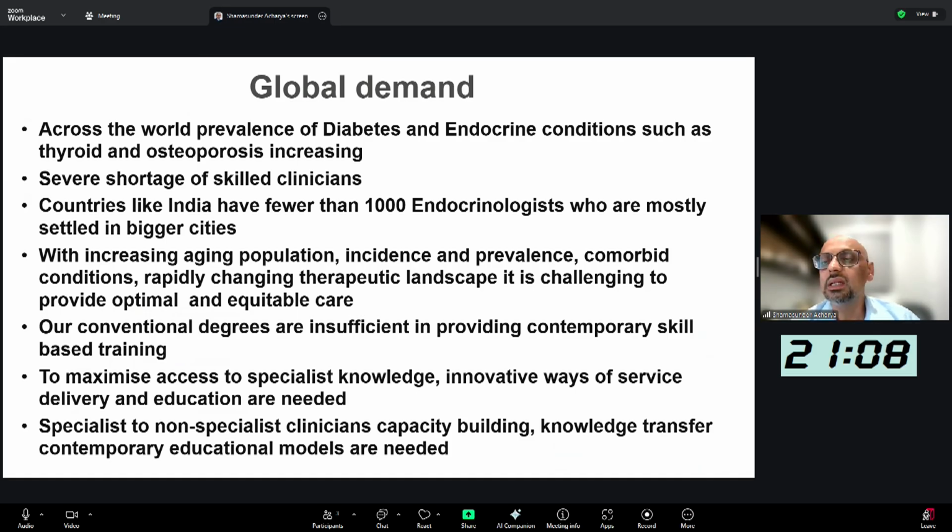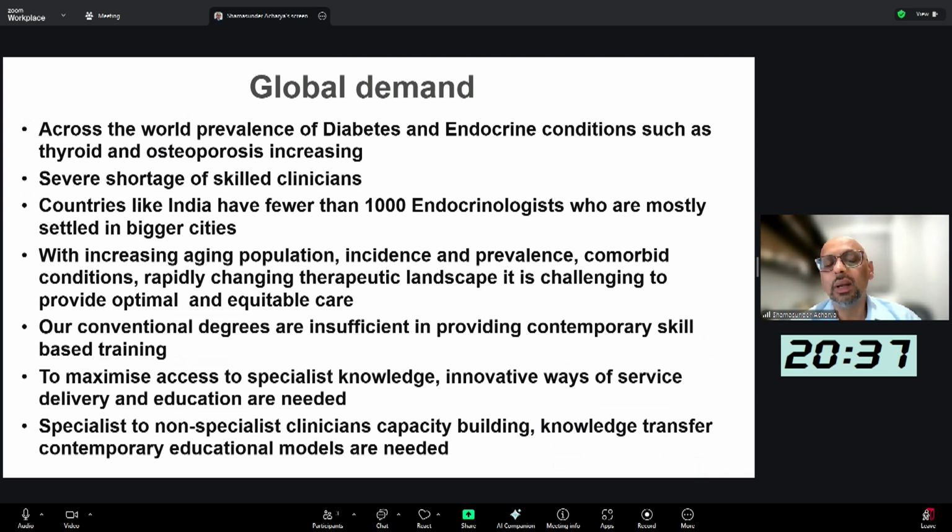And our conventional degrees, whether it is MBBS, MD, or FRCP or FRACP, whatever we do, by the time people come out, they find it difficult to keep themselves up to date unless they attend a lot of conferences and constantly keep themselves abreast of knowledge through networking and active learning. These courses might help people who have finished MD to advance their knowledge further within the field of diabetes and endocrinology.